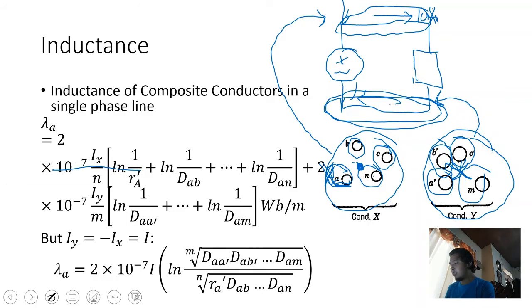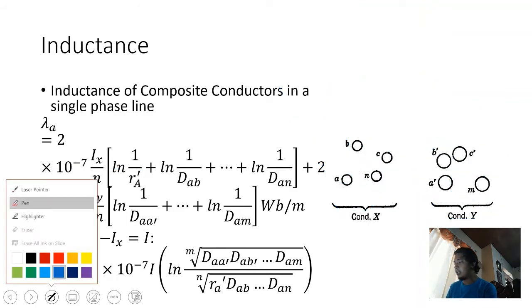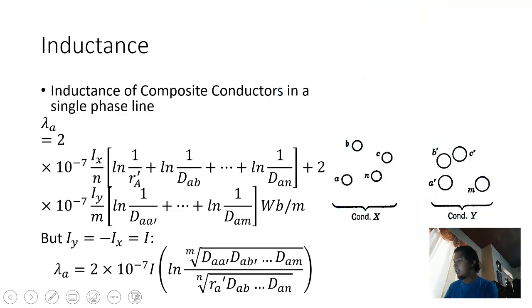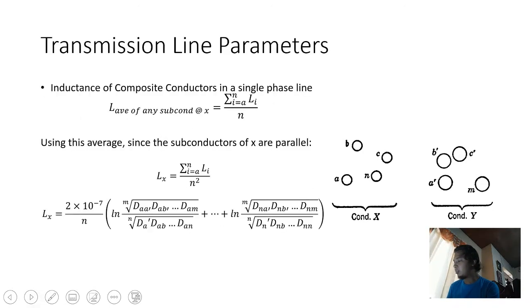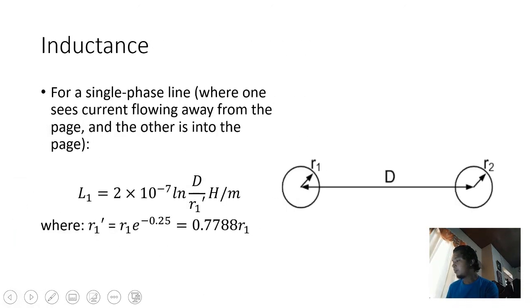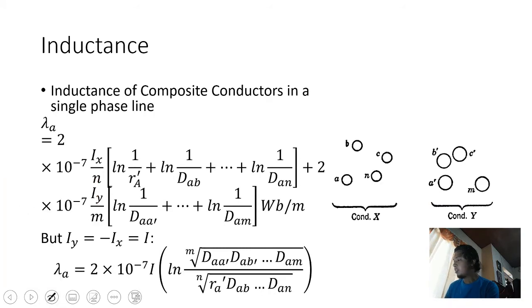That's why in this formula, you'll see that the flux linkage on A, small a, is 2 times 10 to the negative 7, because it's always 2 times 10 to the negative 7 times Ix over n. Take note, Ix over n. So it's equally divided among however many conductors there are. I think it's under the assumption that they are identical conductors. Times ln of 1 over R1 prime.